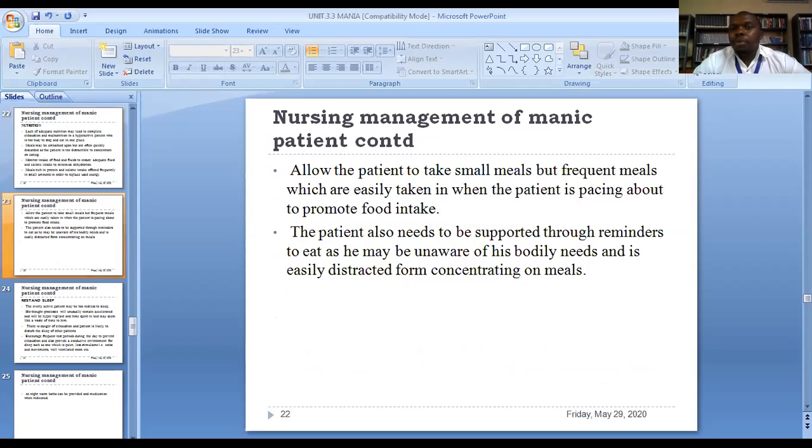So allow the patient to take small meals, but frequent ones, which are easily taken in when the patient is pacing about. At least this will promote food intake. Because remember, these patients are moving about, losing their energy, and they will not sit down to continuously eat, but they will continue moving about. So save them those meals that will allow them to be eaten as they move around. All you want is to replace the lost energy. The patient also needs to be supported through reminders to eat because they are easily distractible, as he may be unaware of his bodily needs and is easily distractible from concentrating on meals.